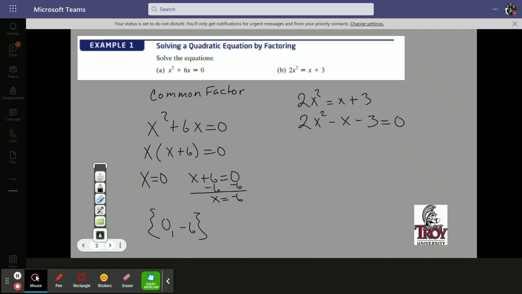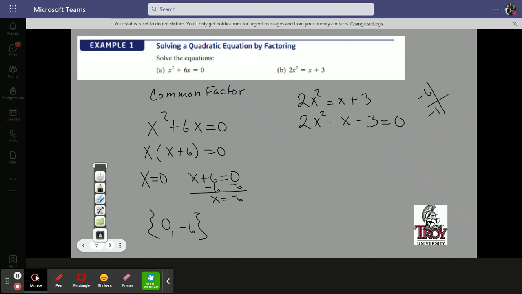Anybody on AC method? Yeah. When A is greater than 1, you don't get to just factor. What I do is I multiply A times C, and I'm going to put it in that box. And then I'm going to put B in this box. So what is my A times C? And what's my B? Good.